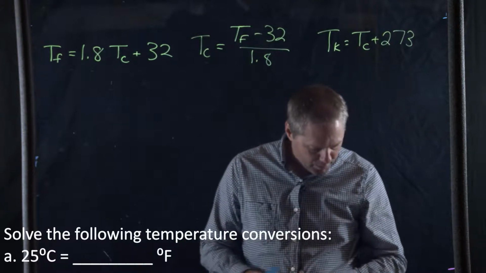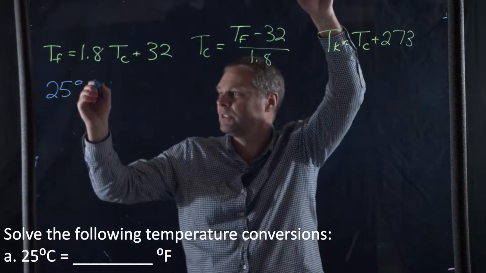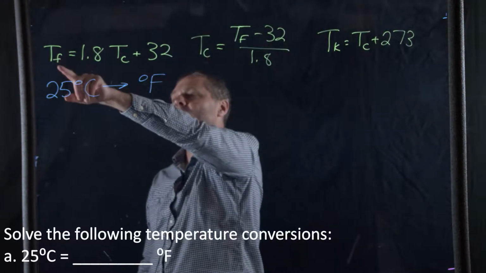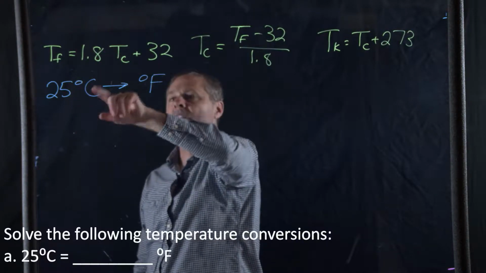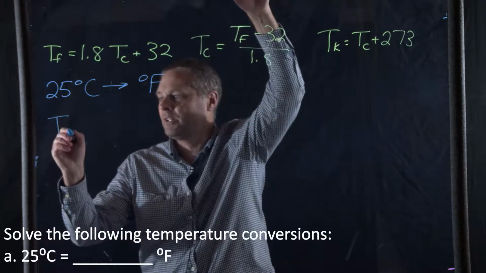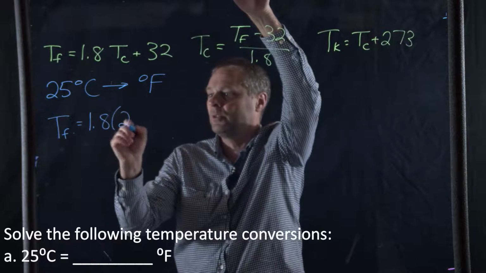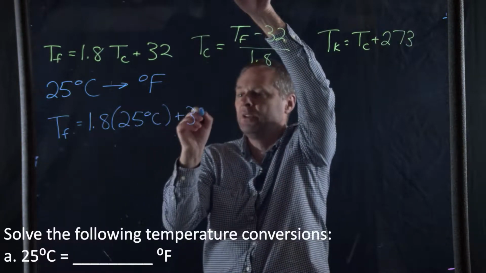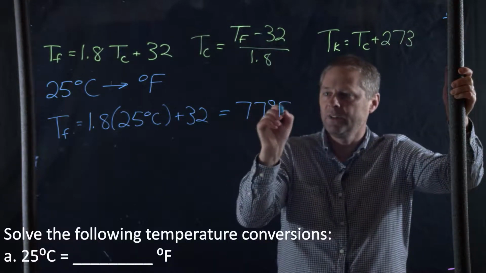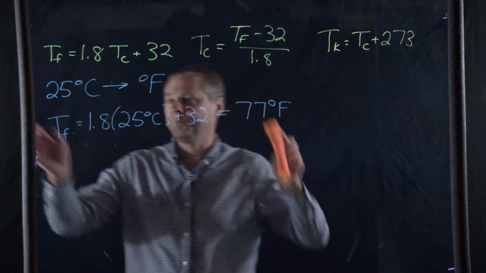What we want to do for this problem is solve the following temperature conversions. We're going to take 25 degrees Celsius and convert that into degrees Fahrenheit. We want to use this equation because we're given the temperature in degrees Celsius and want to solve for degrees Fahrenheit. So the temperature in degrees Fahrenheit is equal to 1.8 times 25 degrees Celsius, plus 32. You do this basic arithmetic, and you end up getting 77 degrees Fahrenheit. Not too bad, pretty simple.